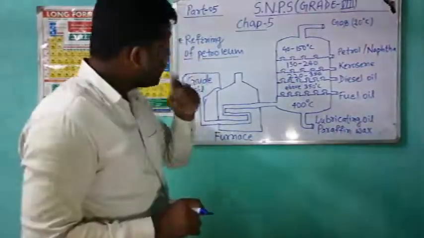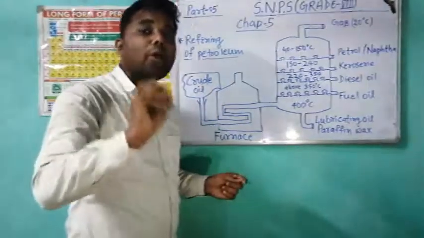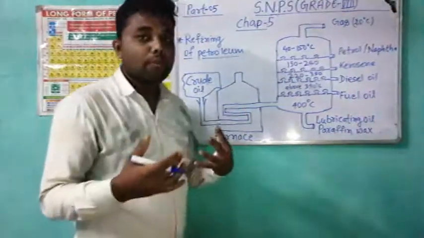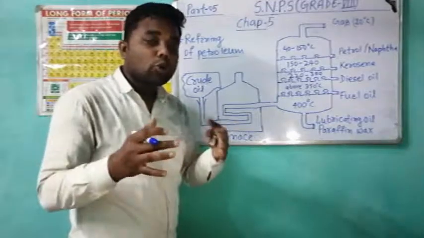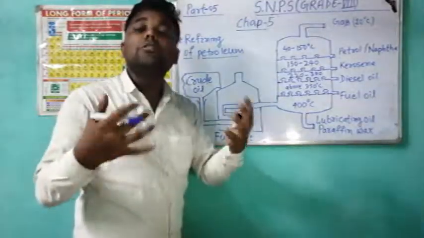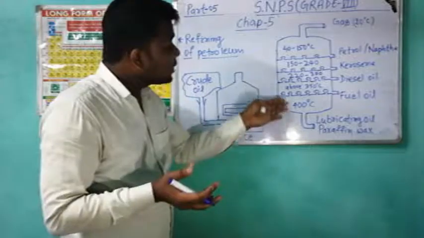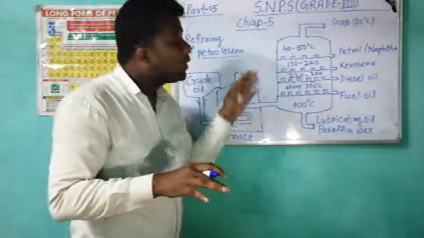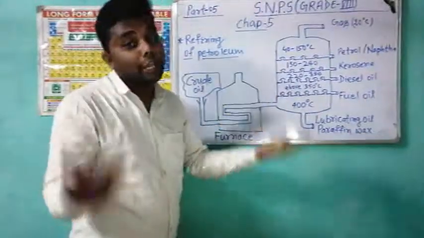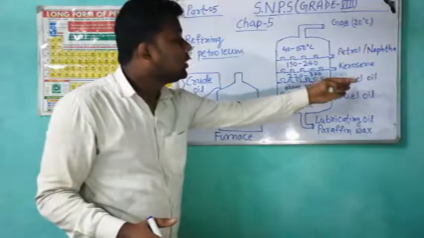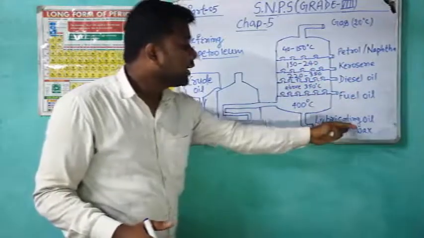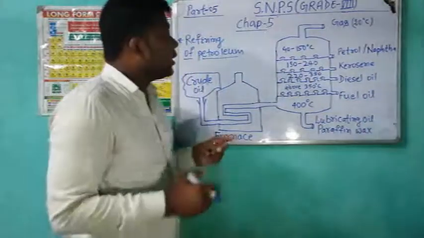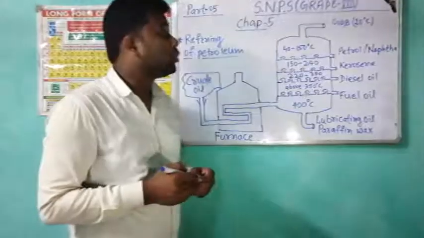One more important thing: at a very low boiling point, at 20 degrees Celsius, we obtain the gases, because when we heat the crude oil, it simply converts into gases, and the gases go into these columns, and there they condense and are converted into different types of liquid, that is petrol, kerosene, diesel, fuel oil, lubricating oil, paraffin wax, and gases. Okay, so this is refining of petroleum.